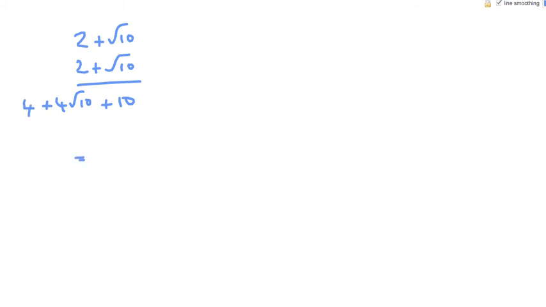We can just tidy that a little bit and do 14 plus 4 root 10. Now that isn't simplifiable because, again, 10 is a rectangular number, but there aren't any squares inside it. 4 and 9 don't go into it equally, so you can't simplify that, and that's it. 14 plus 4 root 10. So that's one of the questions that I'm going to send you to do. Because you know how to do multiplication anyway, you'll have no problem doing that.